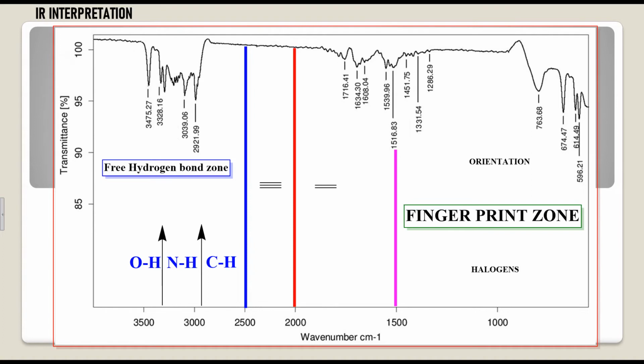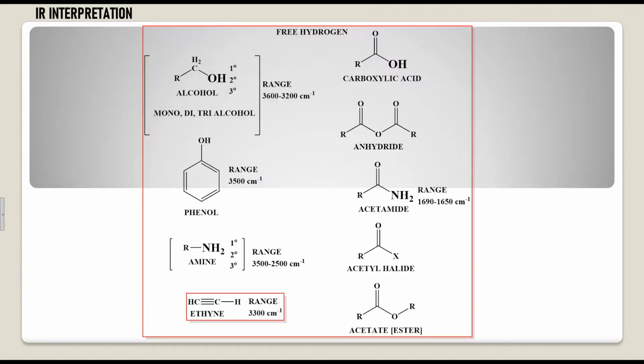These are the four different zones which you have to keep in your mind before interpreting any IR spectra. What are they? Free hydrogen zone, triple bond zone, double bond zone, and fourth one, fingerprint zone. What next? This is the free hydrogen zone.